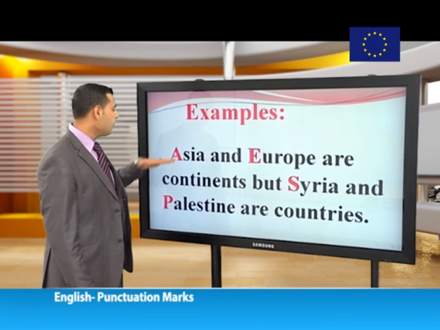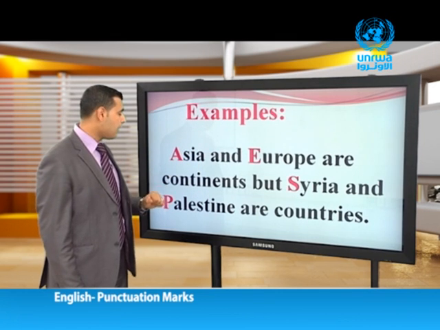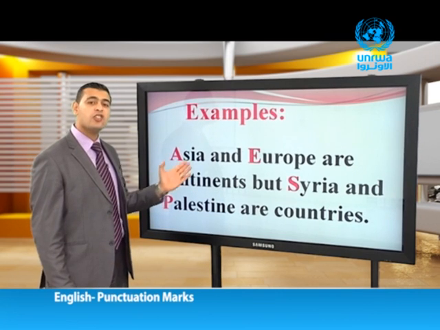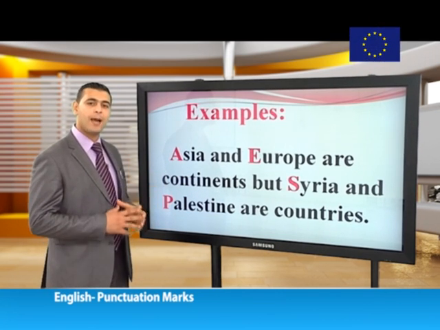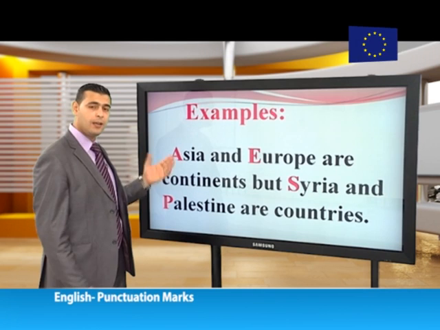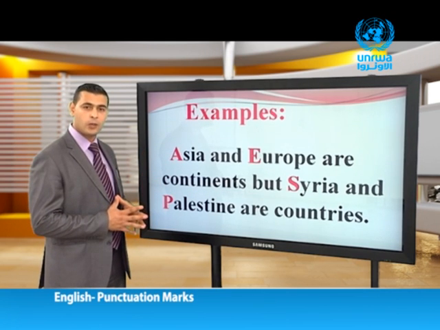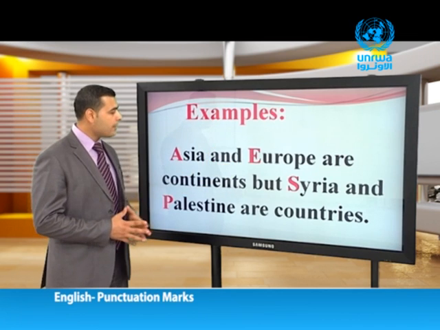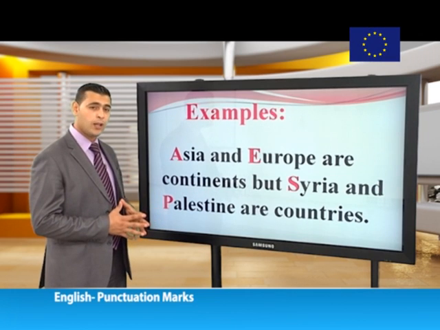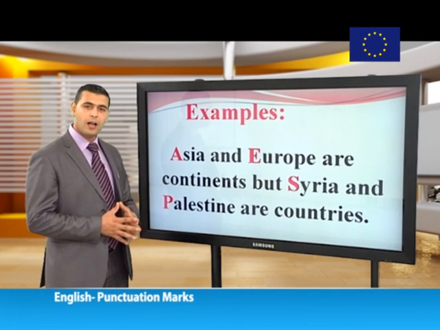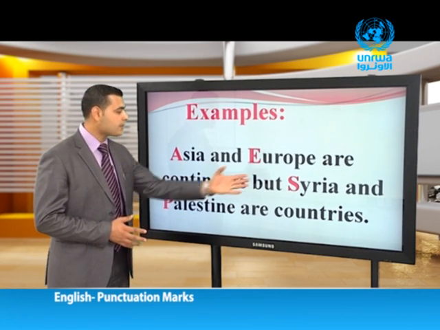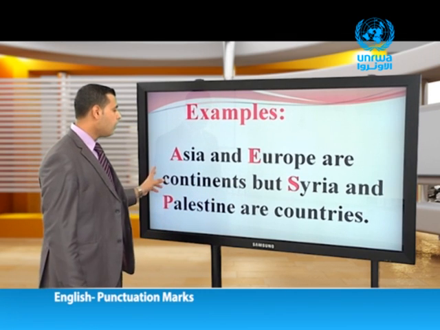Okay, another example. Asia and Europe are continents, but Syria and Palestine are countries. Look at A in Asia. It's capitalized. Why? Because Asia is a name of a continent. Europe, the E letter in Europe is capitalized as well. Why? Because Europe is a name of a continent as well. Syria and Palestine are countries, so the initials of these two countries are capitalized. The S in Syria and the P in Palestine.